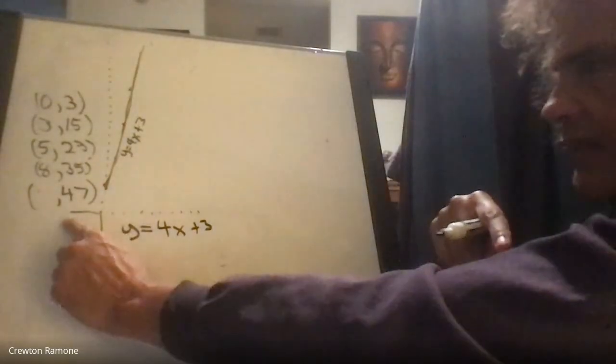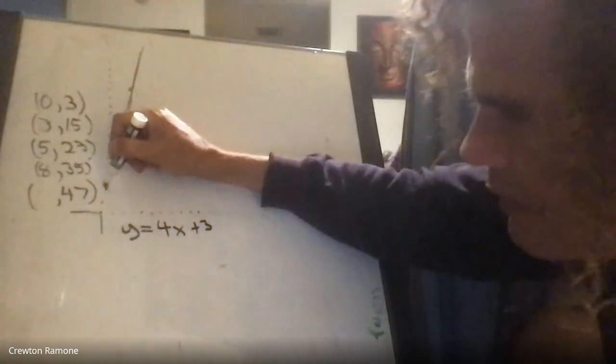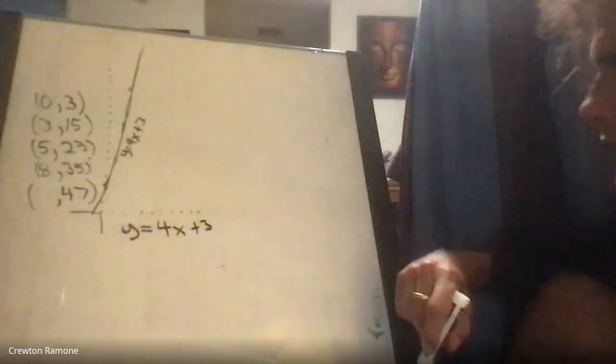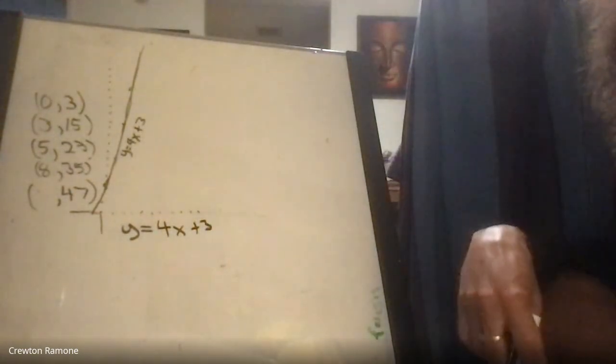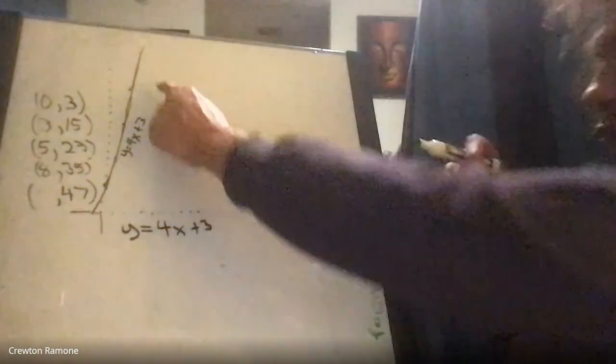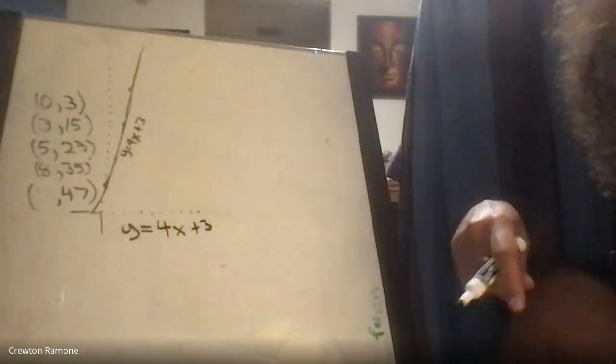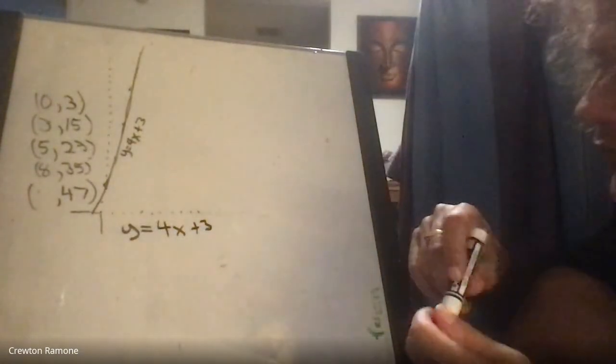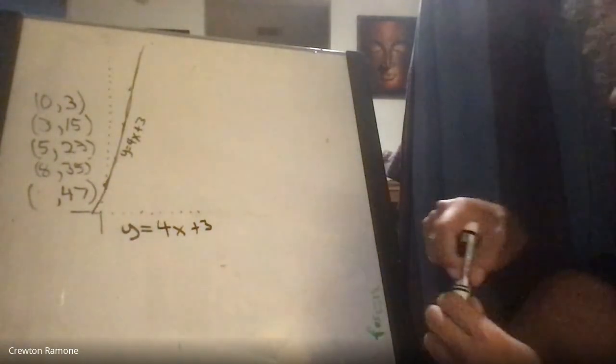Now, here's the thing. Where is it going to cross the y-axis? It's going to cross over here someplace, right? But we can calculate that. We can know exactly where that's going to be. You could either draw the line on your graph, or we could figure out, well, what's x equal?